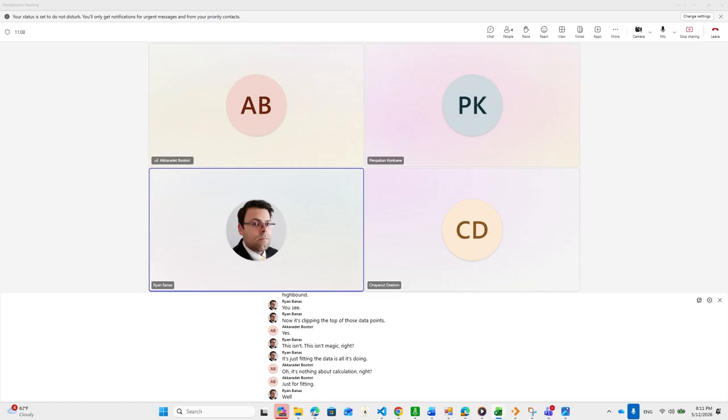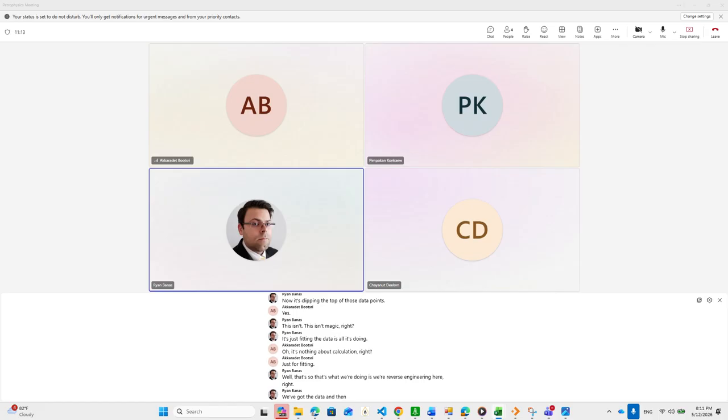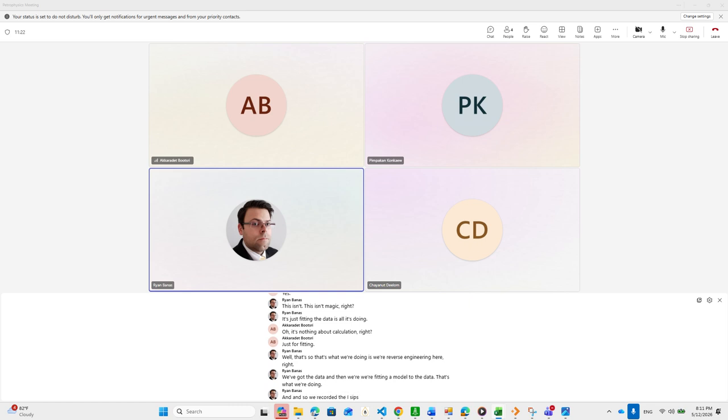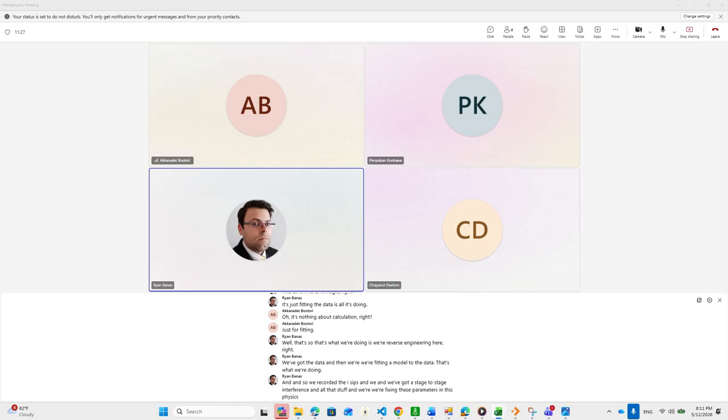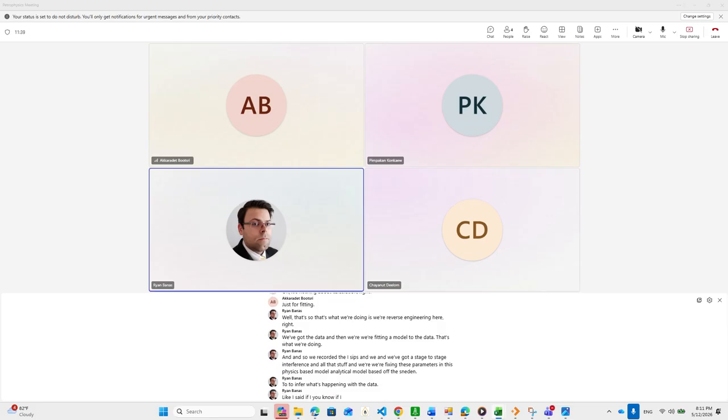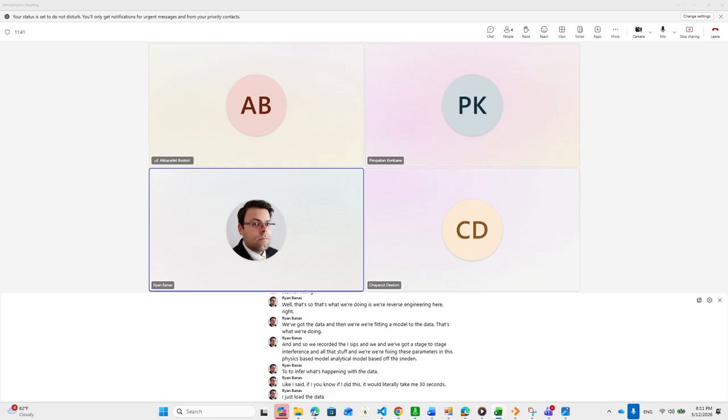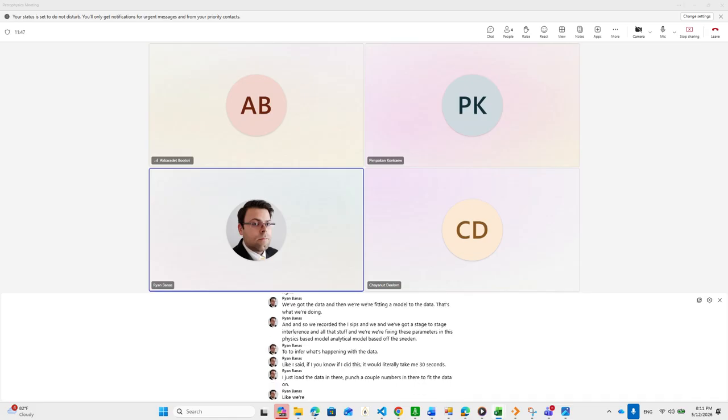Well, that's what we're doing, we're reverse engineering here, right? We've got the data, and then we're fitting a model to the data. That's what we're doing. And so we recorded the ISIPs, and we've got a stage-to-stage interference and all that stuff, and we're fixing these parameters in this physics-based model, analytical model, based off of Sneddon, to infer what's happening with the data. Like I said, if I did this, it would literally take me 30 seconds. I just load the data in there, punch a couple numbers in there to fit the data, and I'm done. Right? There's nothing else to do.